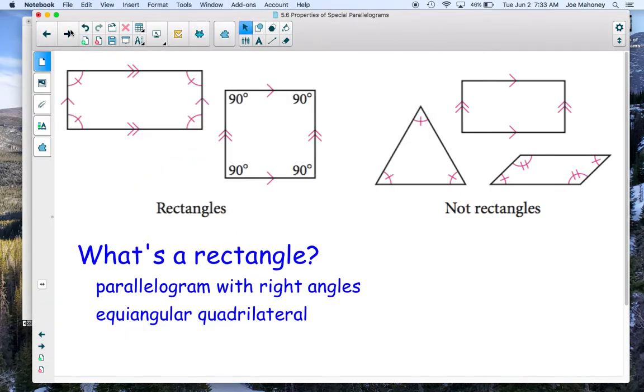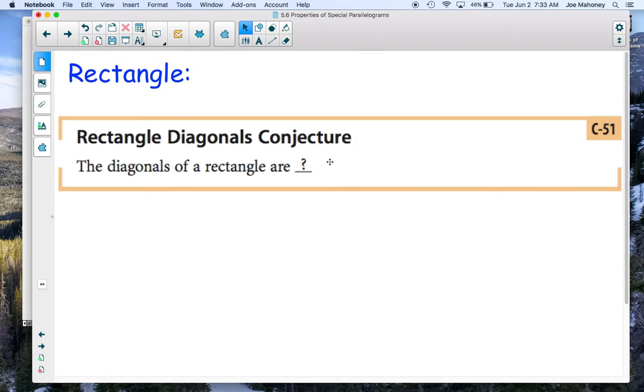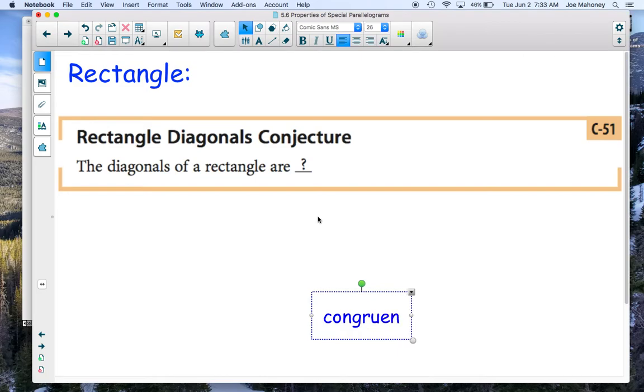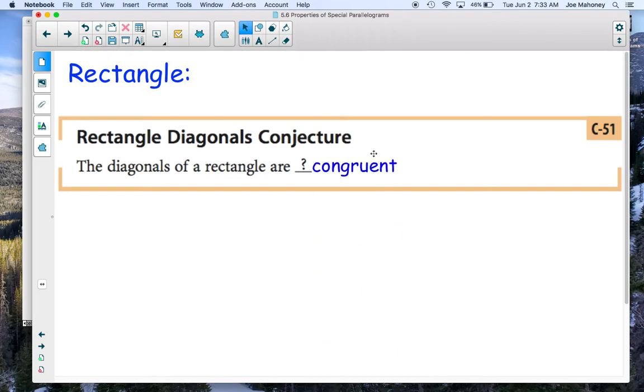Let's check it out. Bam. Yep, the rectangle diagonals conjecture. The diagonals of a rectangle are congruent. Drag that dog up there. Here we go. Diagonals of a rectangle are congruent. I love it. Now, let's talk finally about a square.